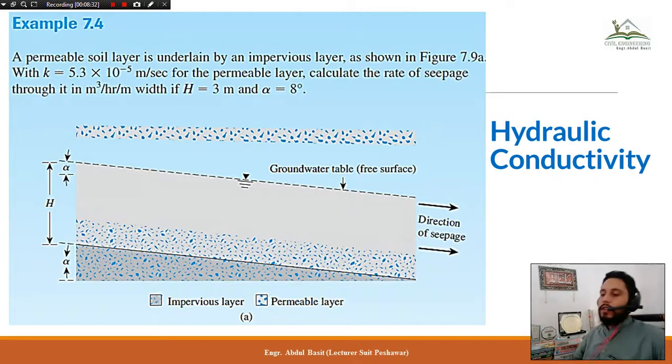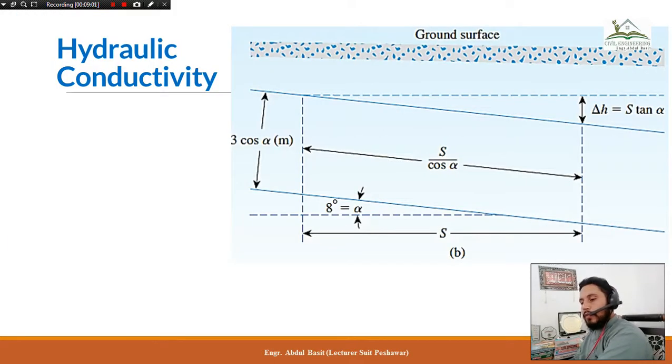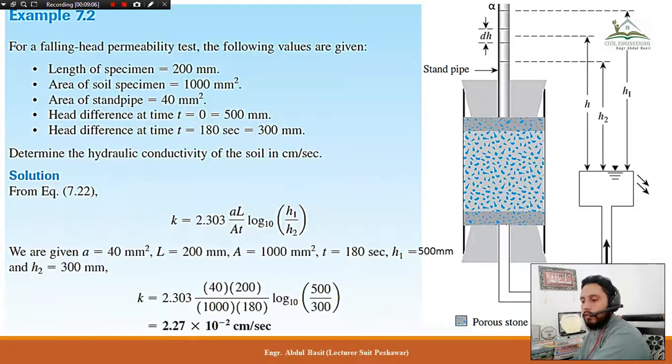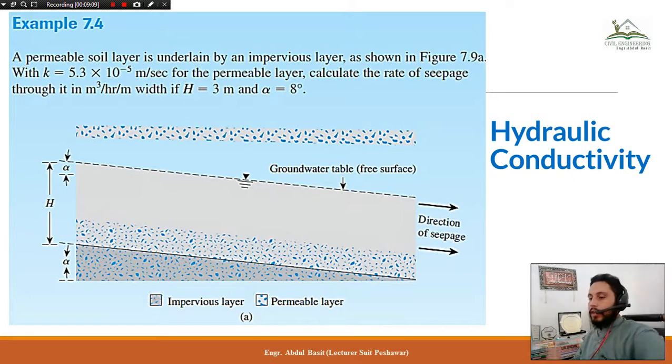Now coming to a practical field situation. Let's say we have a permeable soil layer underlain by an impervious soil as shown in the figure, with K given as 5.3 multiplied by 10 raised to power minus 5 meter per second. So this is the coefficient of permeability already given. For the permeable layer, calculate the rate of seepage through it. So we need to determine the rate of seepage, how much water is passing through it, and this rate of seepage formula we have already discussed in the previous tutorial, and we will explain it right now as well.